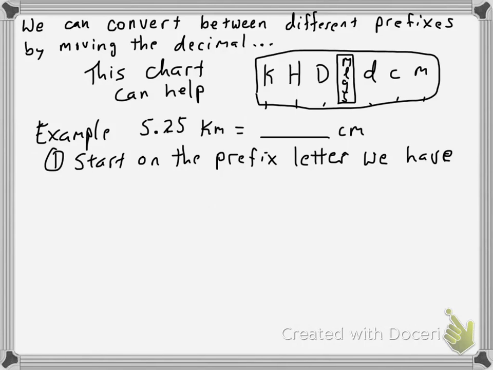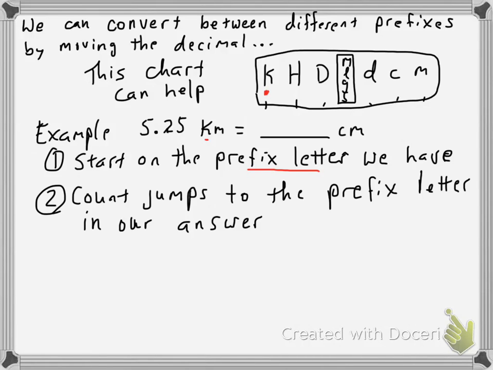In the first step, we start in the chart here on the prefix letter that we have. And that's going to be kilo, which is right here. We're just going to put a little dot there to say that's where we're going to start with our finger. The next step, step 2, is we count jumps to the prefix letter in our answer. So we're here at kilo, and we're going to jump 1, 2, 3. We count the base unit, 4, and 5 to the right side.